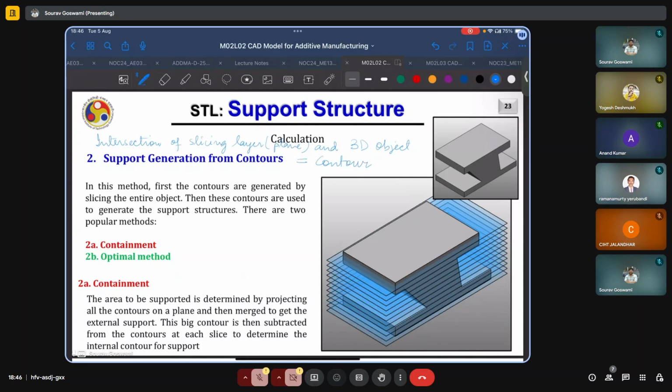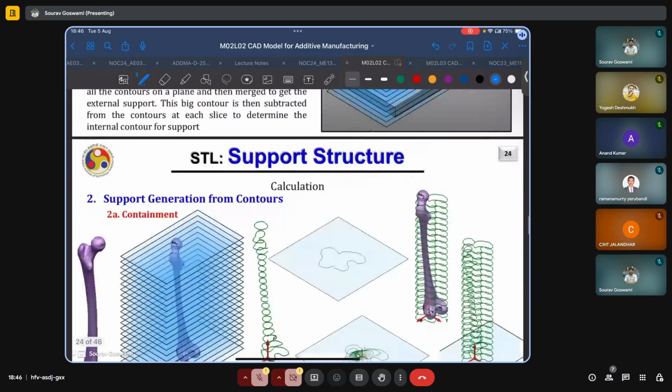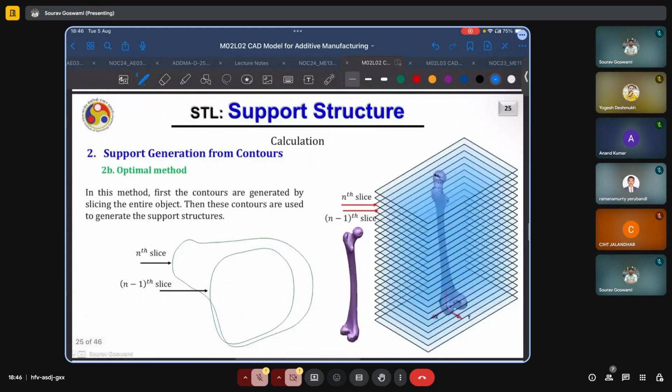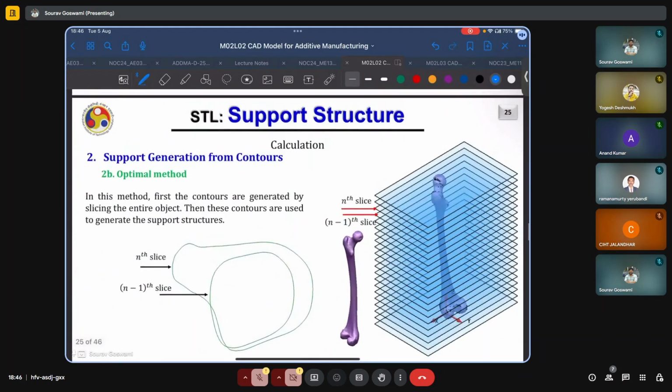The first method is containment. The second is optimal. Let's talk about the optimal method because, by its name itself, we know that it is the more optimum one. In the optimal method, we generate the contours by slicing the entire object for each slicing layer, and then we use these contours to generate the support structures.